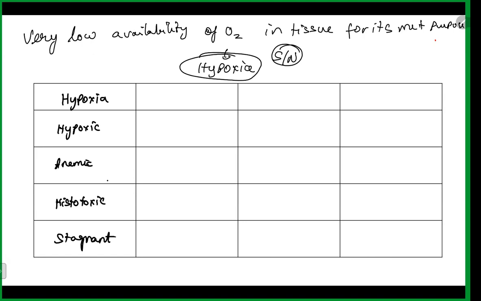We divide these based on 3 important characters: oxyhemoglobin and the dissolved form of oxygen, which is based on the oxygen tension, and the oxygen content.